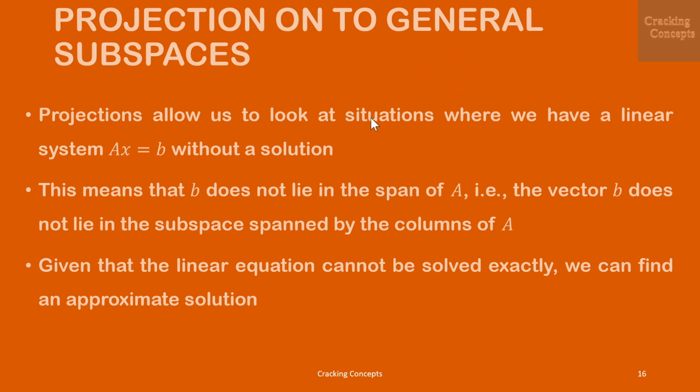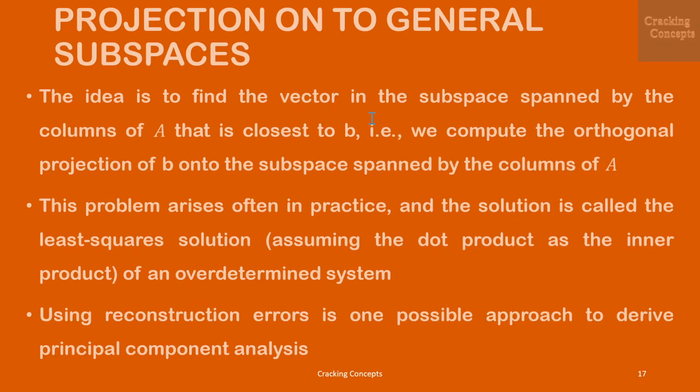The projections allow us to look at situations where we have a linear system Ax equal to b without a solution. Now this means that b does not lie in the span of A, that is, vector b does not lie in the subspace spanned by the columns of A. Given that the linear equation cannot be solved exactly, we can find an approximate solution in this case. The idea is to find a vector in the subspace spanned by the columns of A that is closest to b. That is, we will compute the orthogonal projection of b onto the subspace spanned by the columns of A.